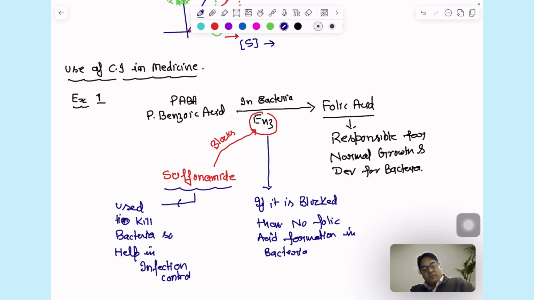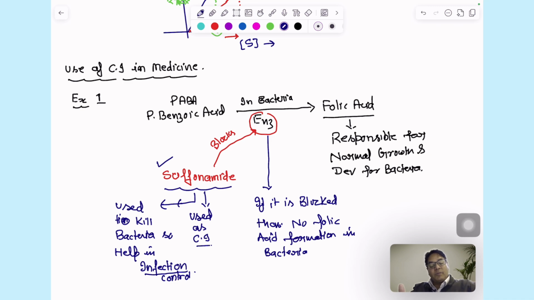So this sulfonamide is the first drug which is used as a competitive inhibitor to control the infections. There are questions which come in your medical exams also, such as: discuss any 4 drugs that act as competitive inhibitors, or discuss any 4 or 5 drugs which are used as competitive inhibitors as antimetabolites in chemotherapy. So this is the first drug, sulfonamide, which is used by us to control the infections.